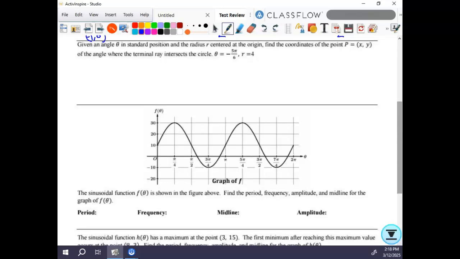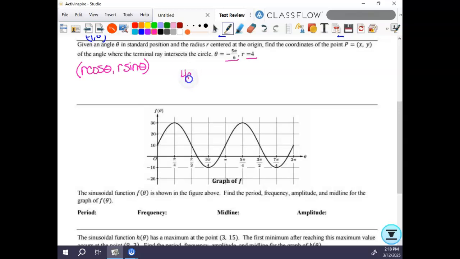All right. Now, we're given an angle of theta in standard position and radius r centered at the origin. Find the coordinates of the point. I don't necessarily need to draw a picture here. I know in a unit circle, it's cosine, sine. This is not a unit circle, so it's r cosine theta, r sine theta. You just put the radius in front of it. It's how it works on a unit circle too, it's just that r is 1. I know my r is 4.